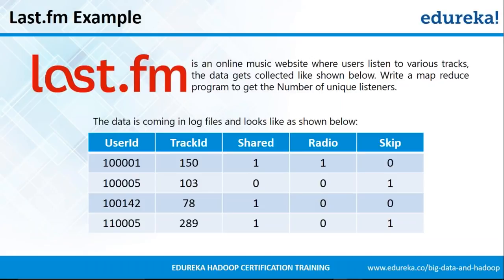However, in this particular session, we will try to find out the unique users for every track ID. So essentially what we are trying to find out is the popularity of a particular song. So if we have multiple unique users for a particular song and the number is high, that means the song has picked up very well, right?